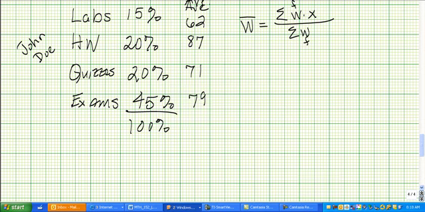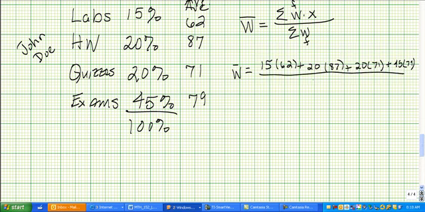So what you're going to have to do to compute the weighted average here, and this is the way the book does it based on the formula, it would be 15 times the 62 plus 20 times the 87 plus 20 times the 71 plus 45 times the 79, all of that divided by the sum, which is 100.